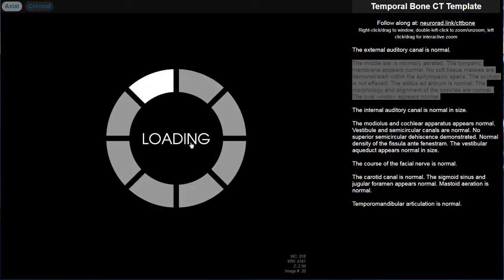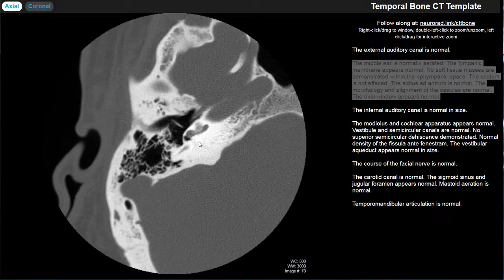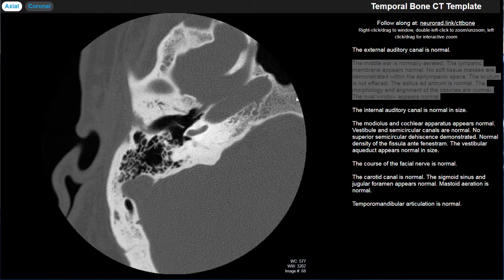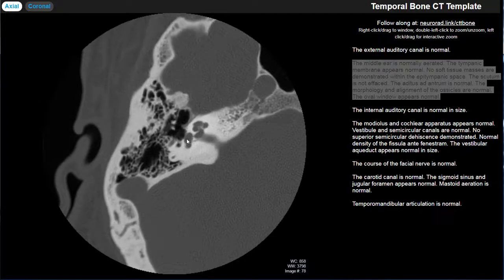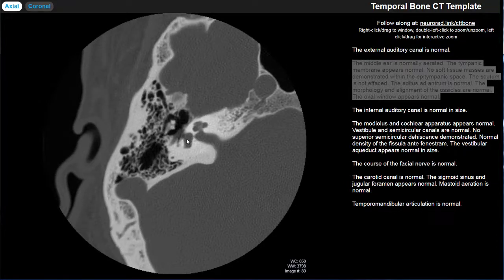So we're going to switch to the axial to discuss the middle ear further. I talk about middle ear aeration and the tympanic membrane first. The next thing I talk about is soft tissue masses in the epitympanic space. That's essentially referring to looking for cholesteatomas, also discussing the scutum not being effaced. And then I discuss the aditus ad antrum and the ossicles.